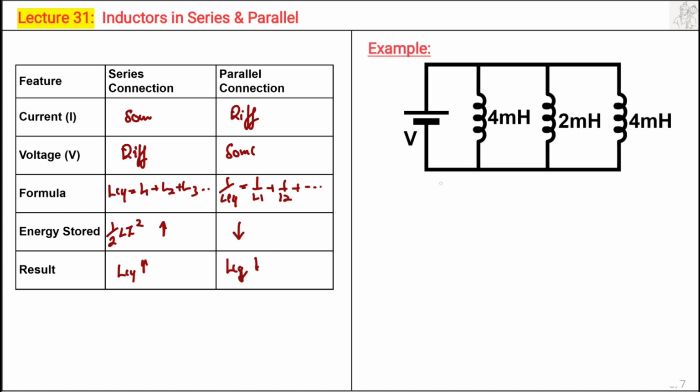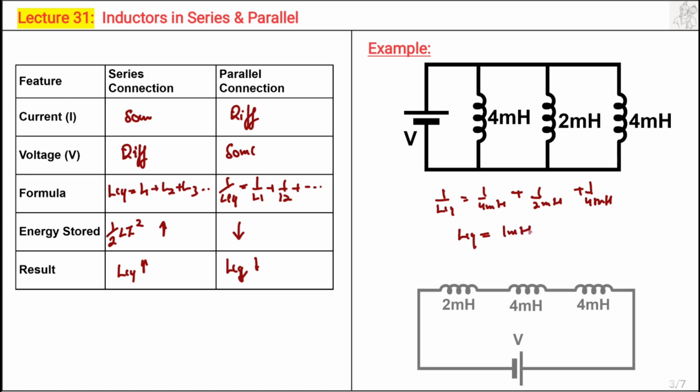Now let's solve these examples using these results. 1 by L equivalent will be equal to 1 by 4 millihenry plus 1 by 2 millihenry plus 1 by 4 millihenry, and from here L equivalent comes out to be 1 millihenry. In this case the inductors are in series. Therefore, the net inductance will be the sum of all three, that is 4 plus 4 plus 2, that is 10 millihenry.